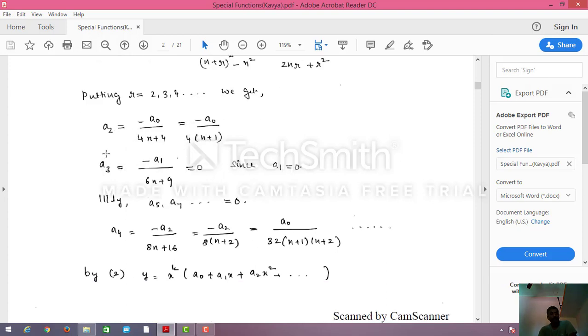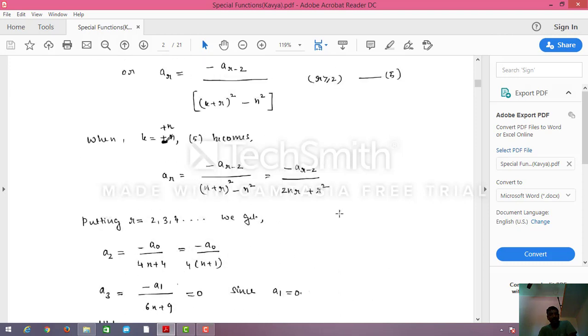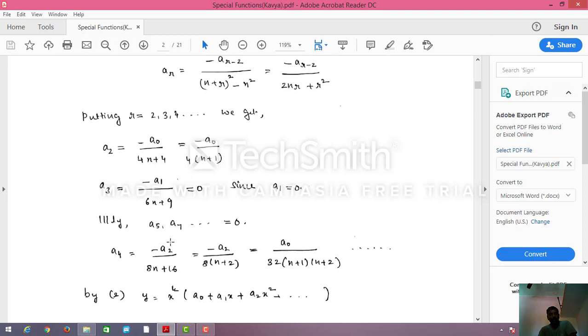Now I am finding the a4 value. If I give r equal to 4, we get 4 minus 2, which is 2. And the next term for r equal to 4 is 8n plus 16. Now if you take 8 outside, we get minus a2 divided by 8 into (n plus 2). Already we know the value of a2 is minus a0 divided by 4 into (n plus 1). So 8 into 4 is 32, into (n plus 1) into (n plus 2).